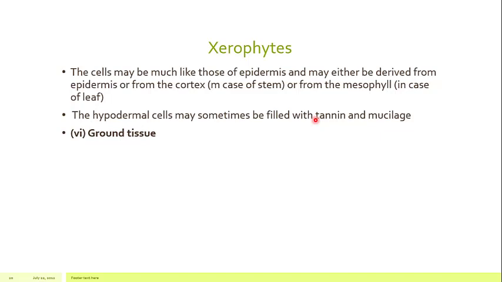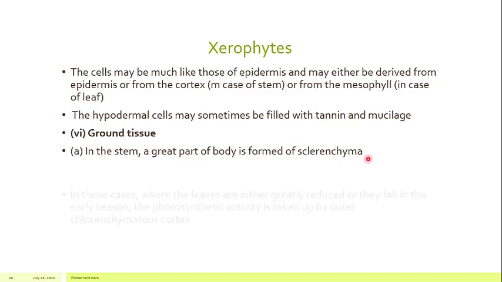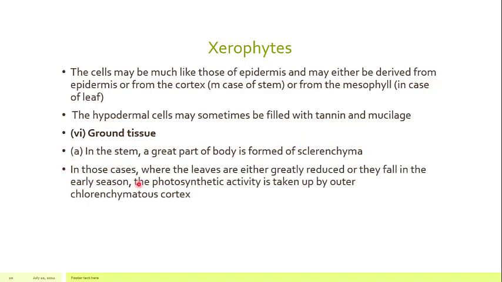As far as the ground tissue is concerned, the epidermis and hypodermis are protective in function, and after that we have the ground tissue, which contains the cortex, the vascular bundle, and all the other tissues. In the stem, a great part of the body is formed by sclerenchyma cells. In cases where the leaves are either greatly reduced or fall in the early season, the photosynthetic activity is taken up by the outer chlorenchymatous cortex.